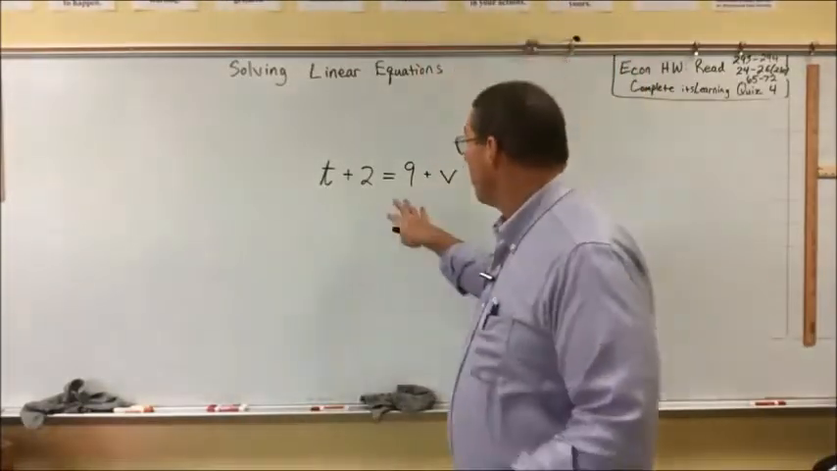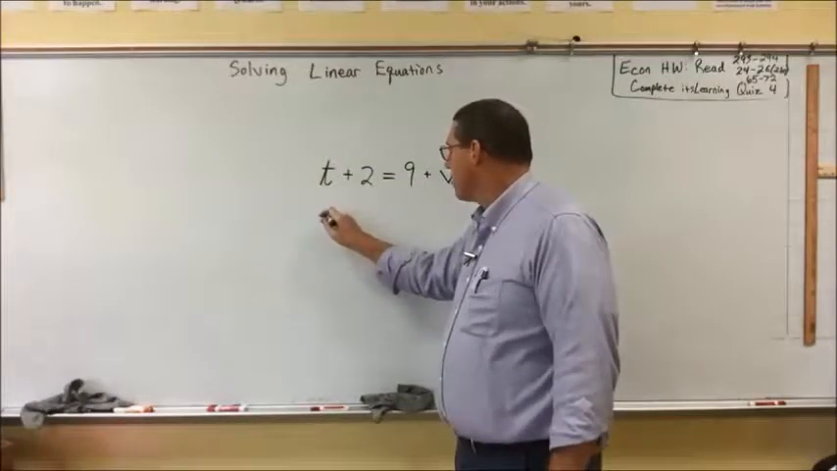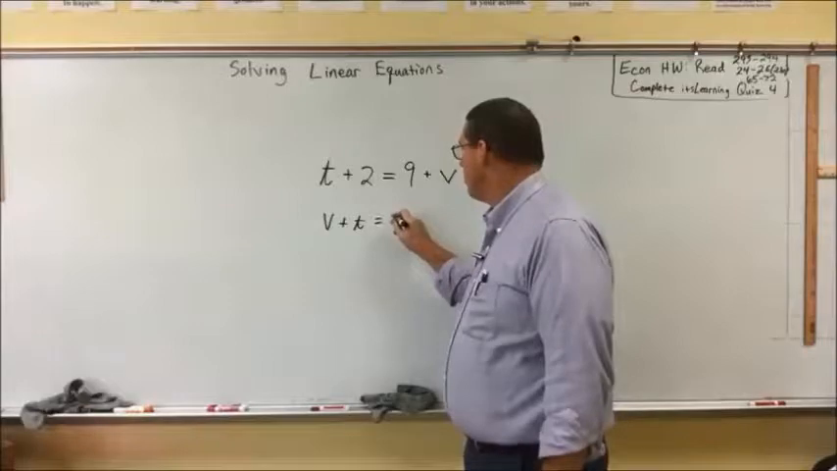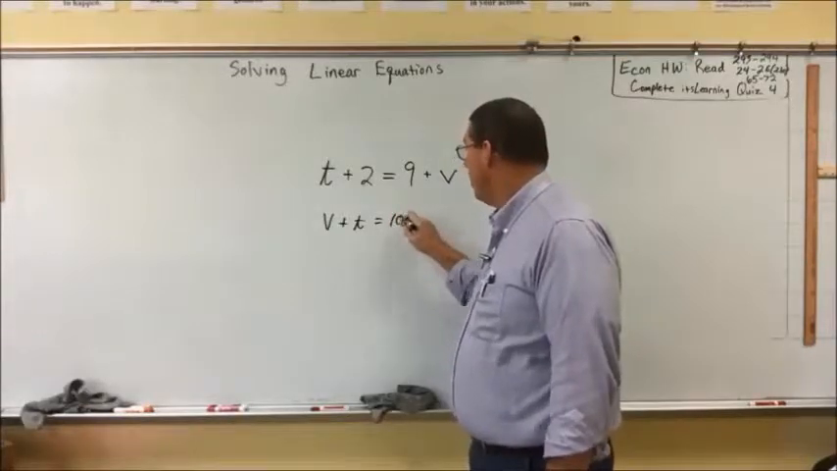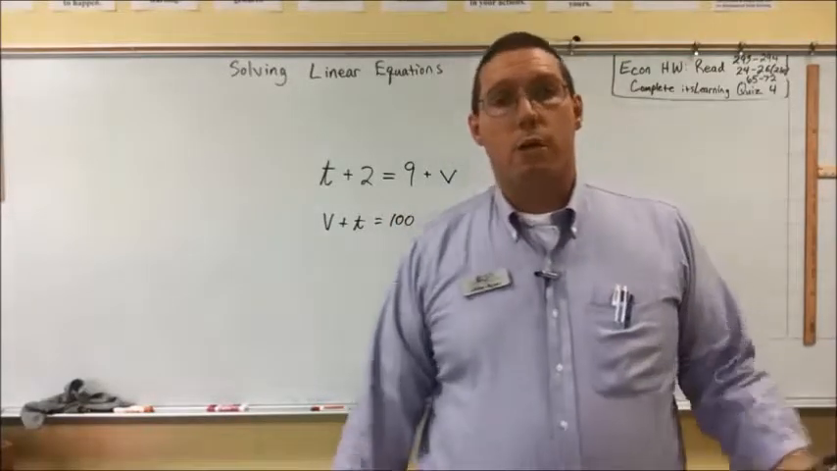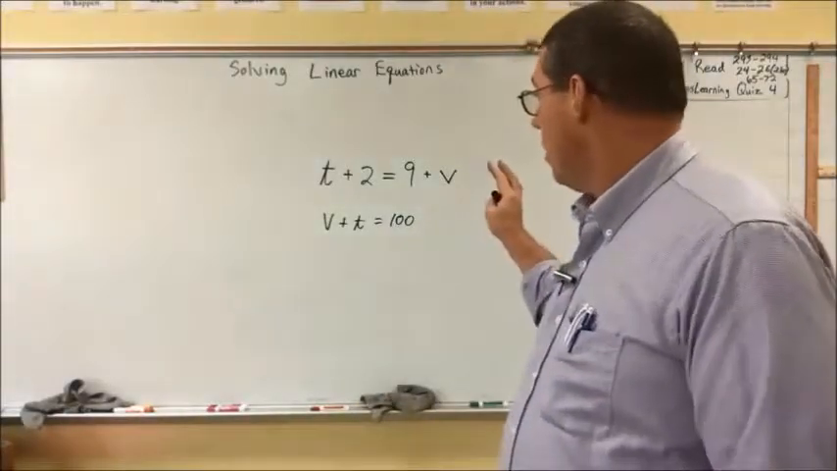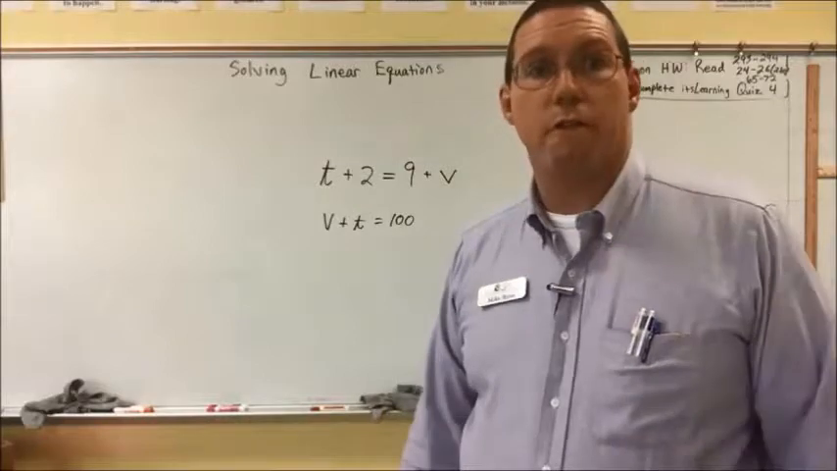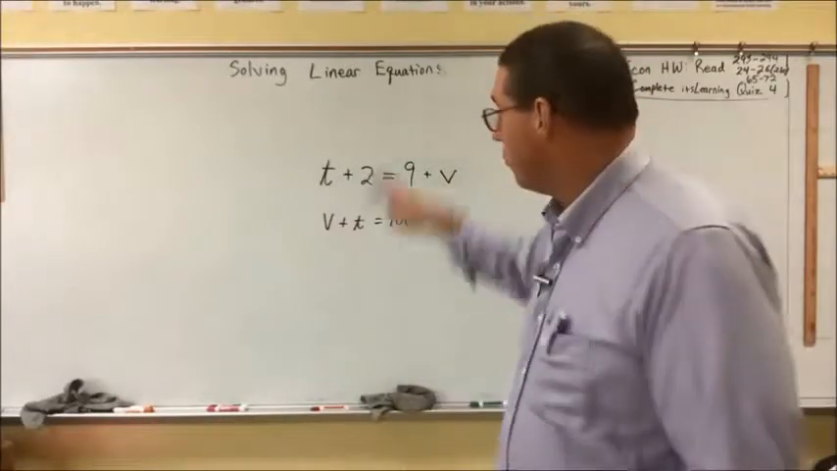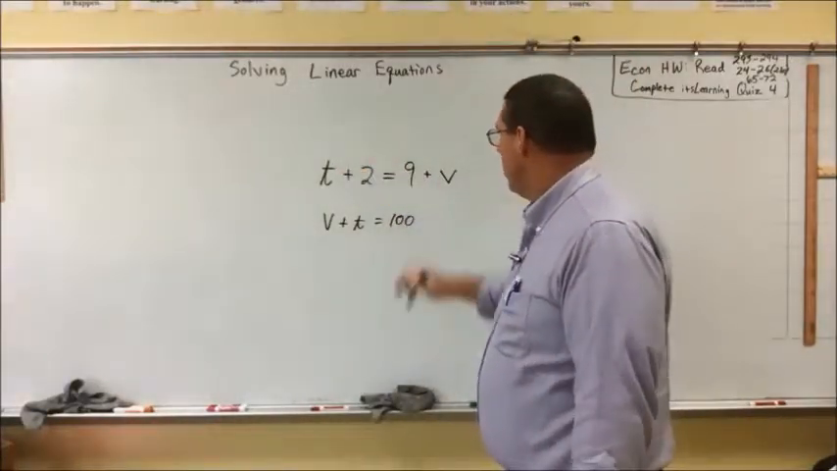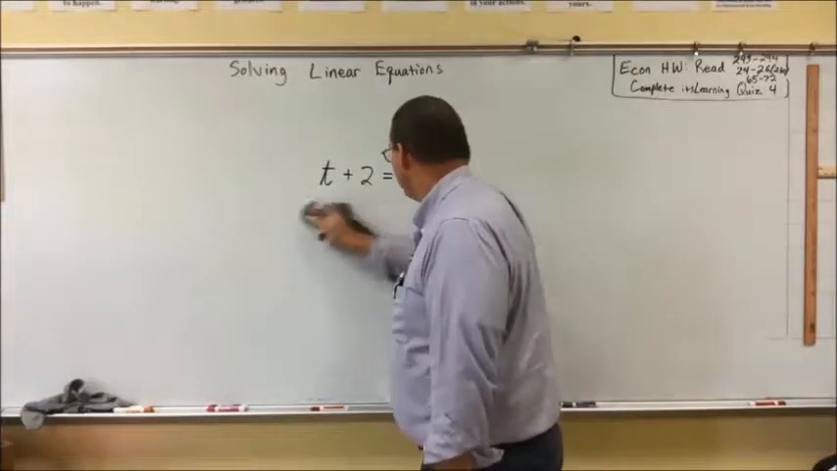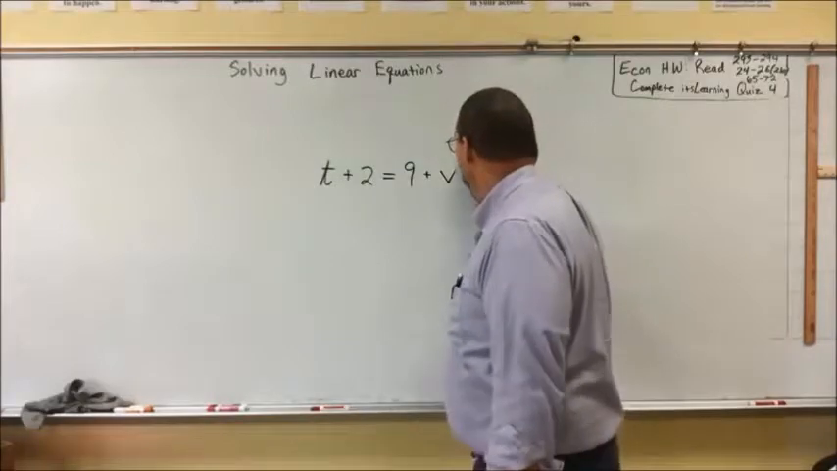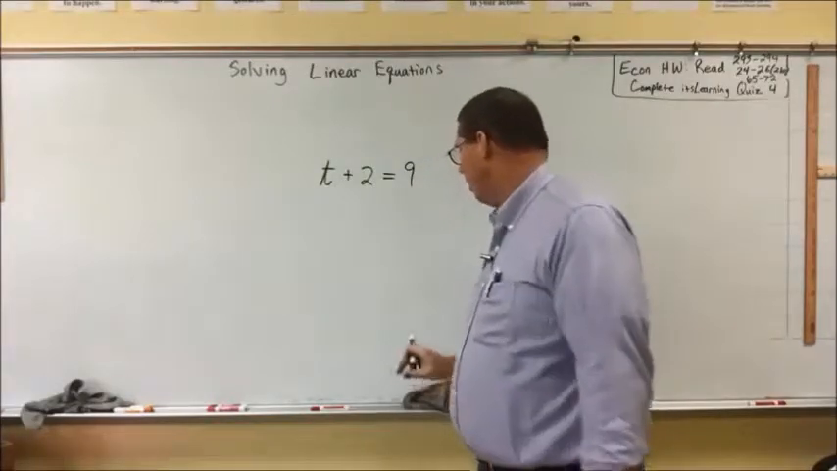So if we had another equation down here that said v plus t was equal to, let's say, 100, then we could have a solution, just a single solution, only one value for t and one value for v, because we have two equations and we have two variables. Okay, but we're only dealing with one equation, and we're also only dealing with one variable.